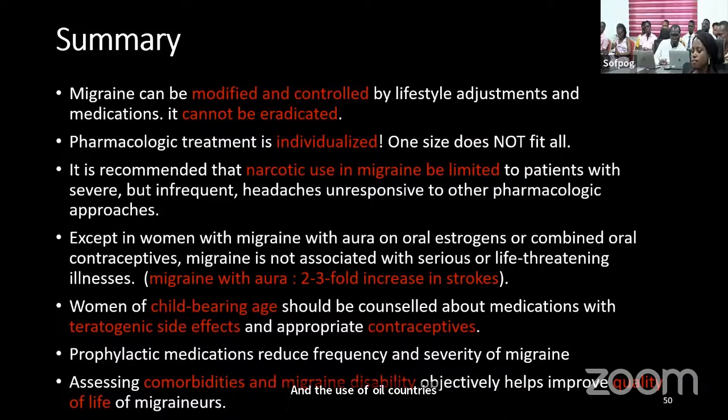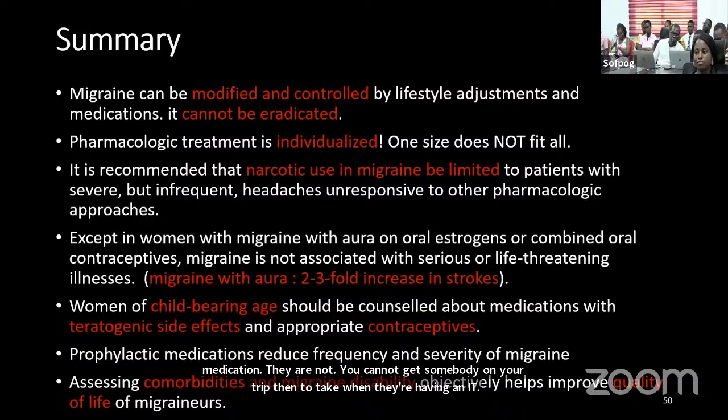Women of childbearing age should be counseled about medication teratogenic effects, especially when we are using topiramate, valproate, etc. And they should be counseled on taking up contraception appropriately. Prophylactic medications reduce the frequency and severity of migraine, so if patients qualify, they should not be denied the prophylactic medication. And these prophylactic medications should not be given as acute medications. You cannot give somebody amitriptyline to take when they're having an acute attack and tell them to take it for 3 days and stop. No. Prophylactic medications are given over a long period and they are tapered and stopped over about a 1-year period, and then you reassess if they need to be continued.